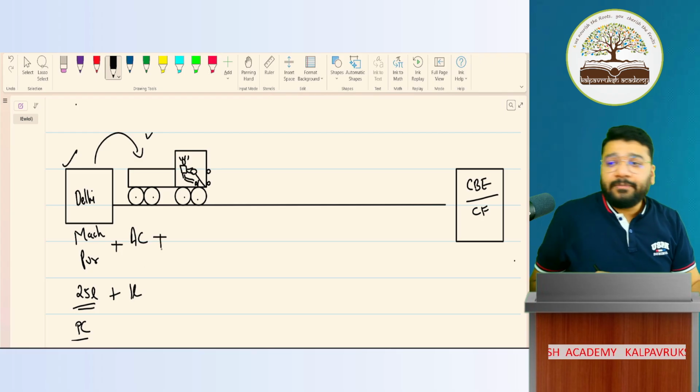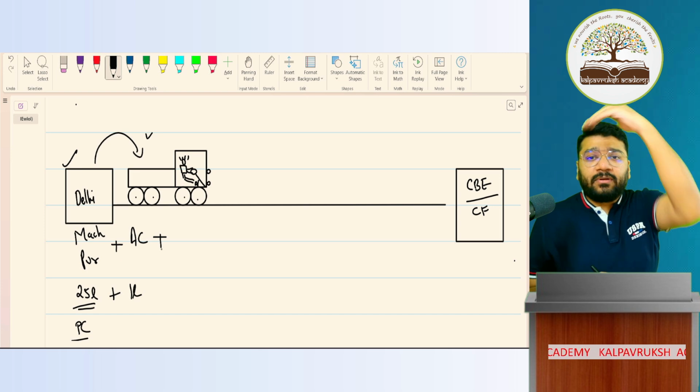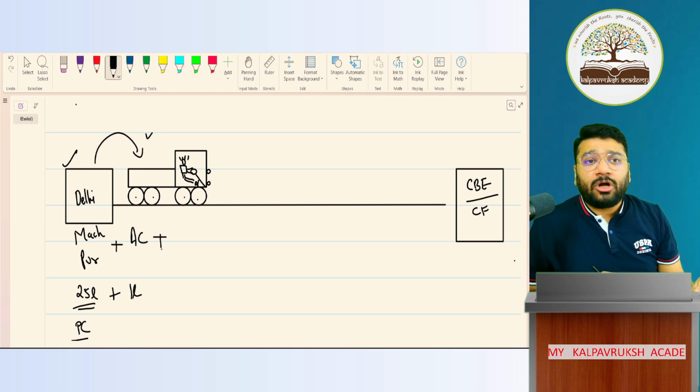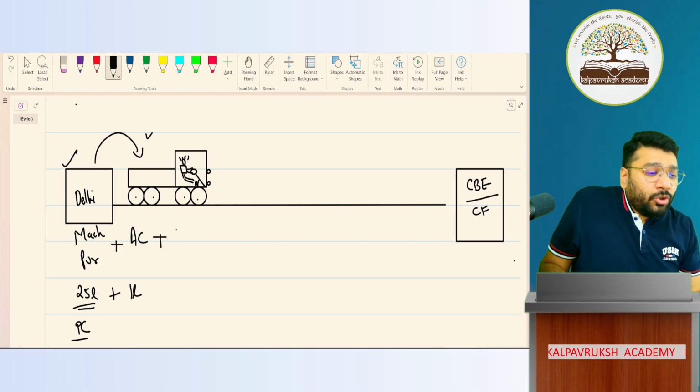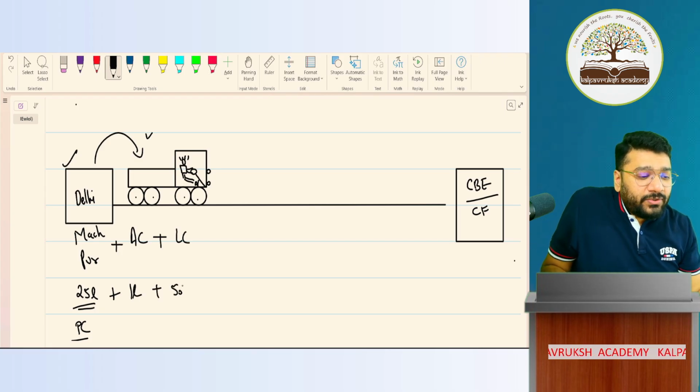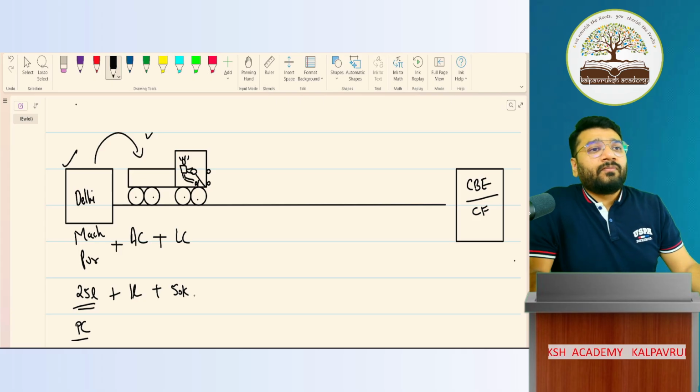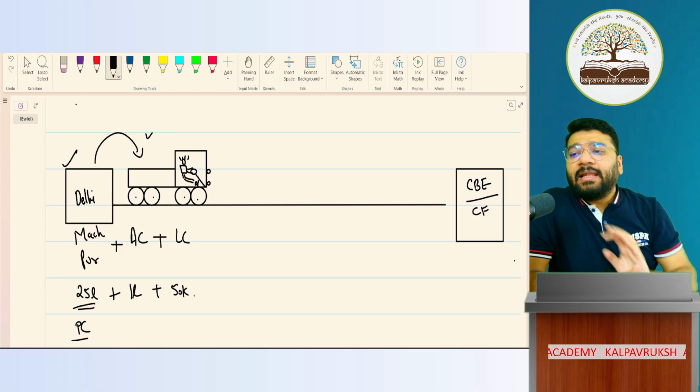Agent commission 1 lakh paid. Now, for loading the machine on the truck, it's not an easy job. So some laborers have helped. So loading charges paid is 50,000 rupees. Any problem? Now, the truck all the way from Delhi has to come to Coimbatore.